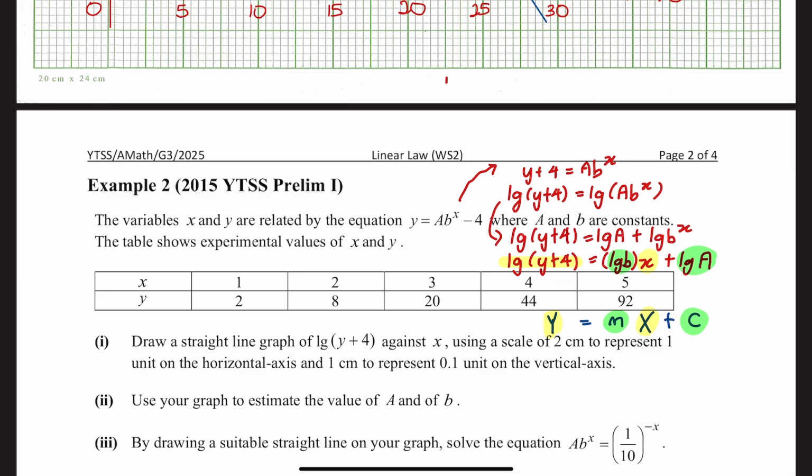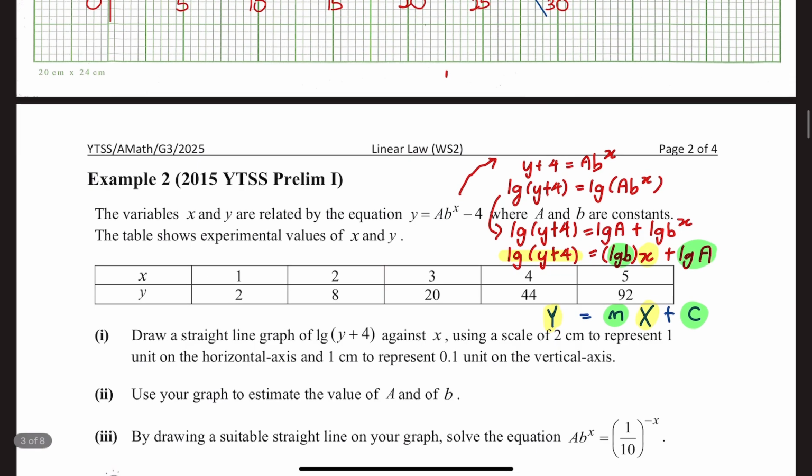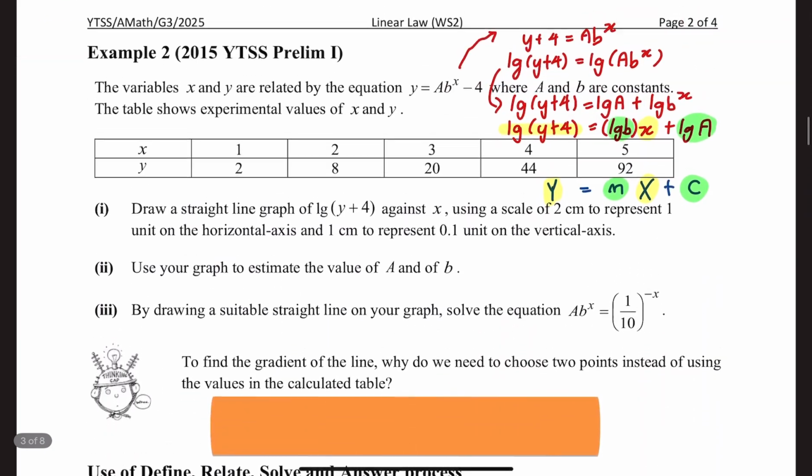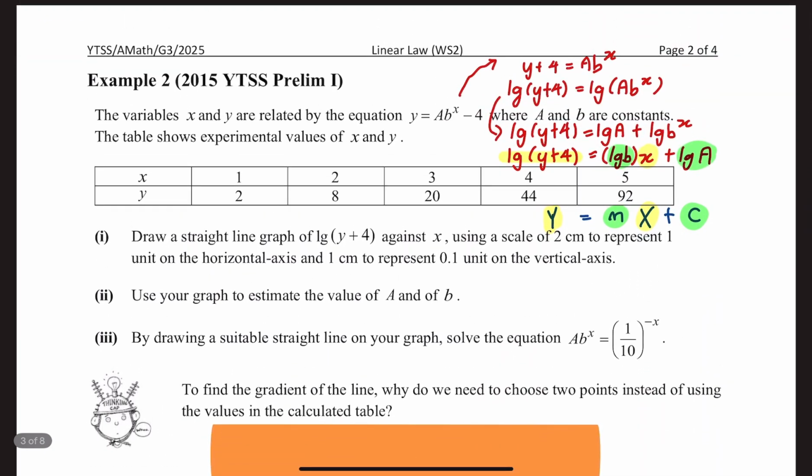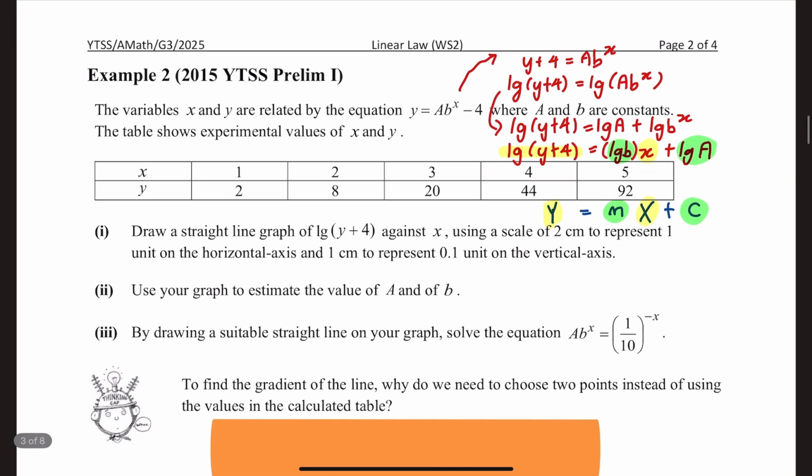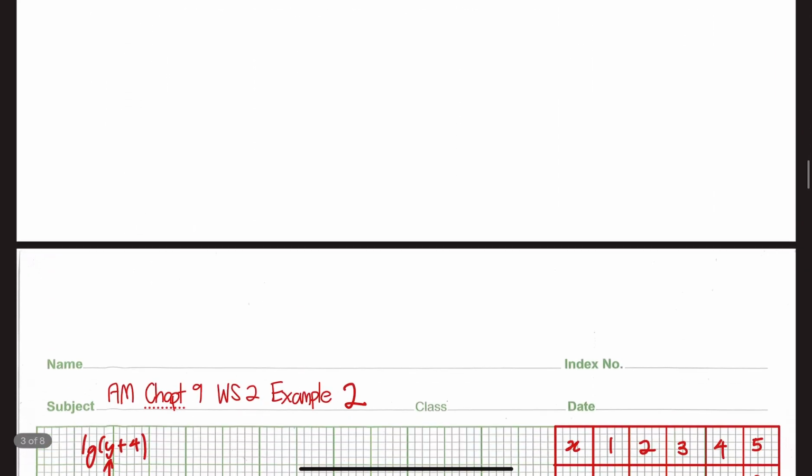My next step is to draw the table of values. So how do I draw a table of values? Same thing again. Based on this table of values here, I need log y plus 4. I already know the x. So that means in this table here, I must have one additional row to say log y plus 4. So let's write this into your graph paper now.